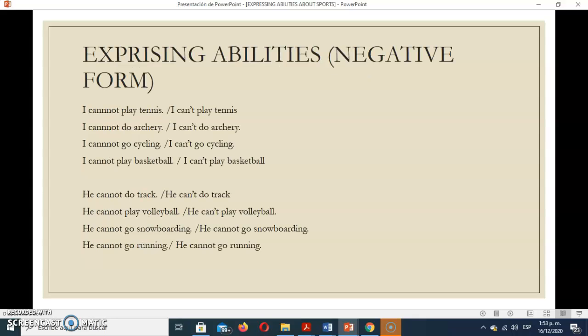Now, expressing abilities in a negative form. I cannot play tennis or I can't play tennis. I cannot do archery or I can't do archery. I cannot go cycling or I can't go cycling. I cannot play basketball or I can't play basketball.